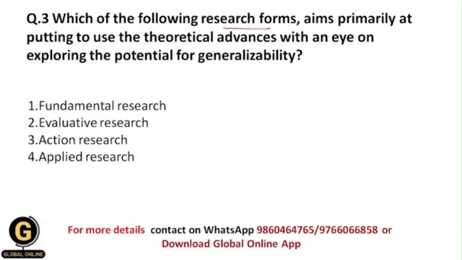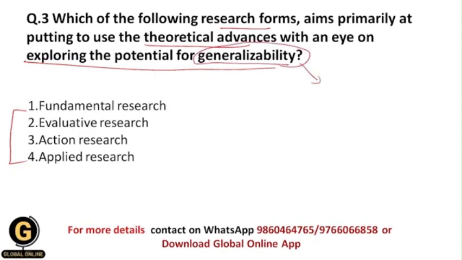Which of the following research forms aims primarily at putting to use the theoretical advances with an eye on exploring the potential for generalizability? So among these research options, which is the research type which primarily aims to use the theoretical advances which are already there, and as well our aim is to explore the potential for generalizability. So basically students, generalizability is nothing but we are going to generalize the results of our solution to other real situations. This is called generalizability.